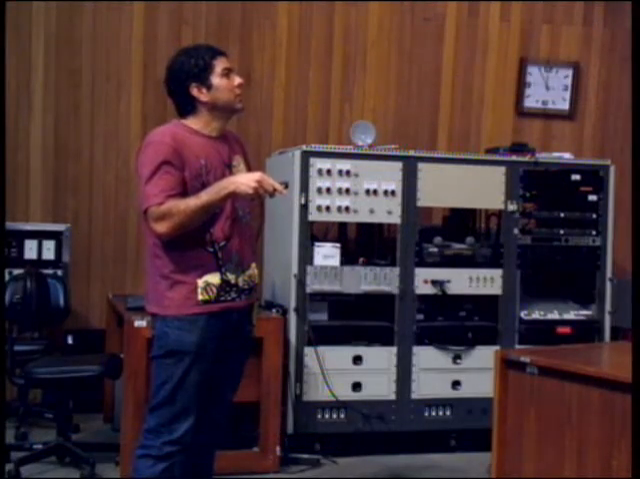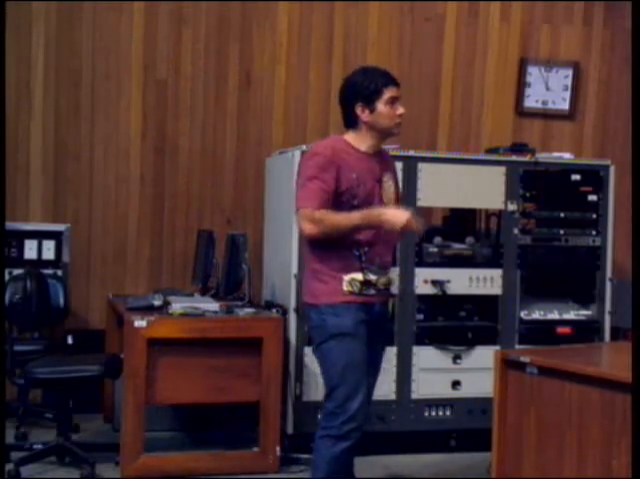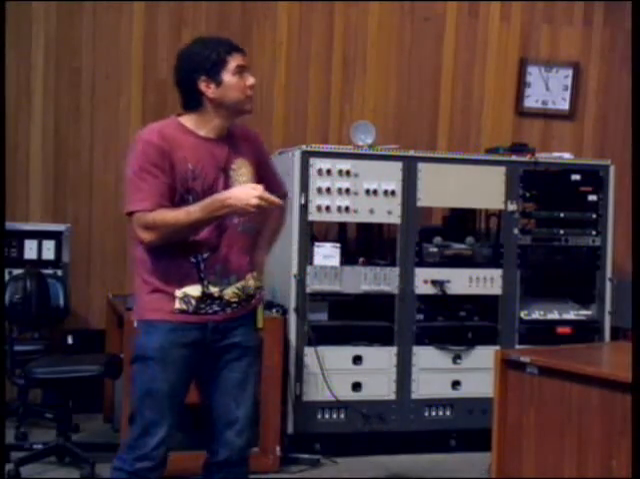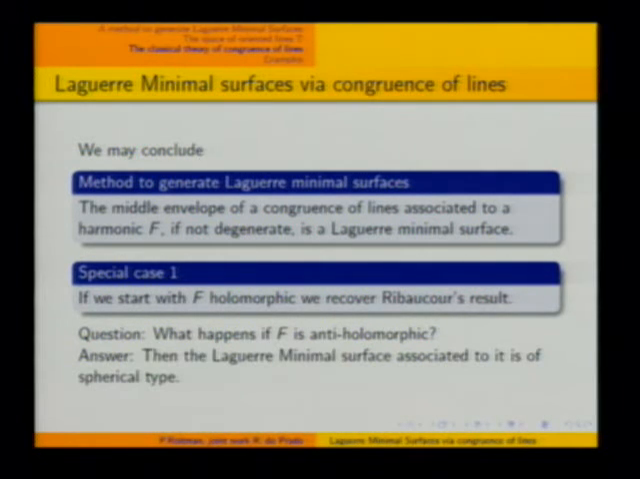Special case, if you have f holomorphic, you recover Riemann-Coulomb. And a natural question is what happens if f is anti-holomorphic? Actually, it's kind of nice because you have a geometric result. If you start with f anti-holomorphic, the surface you obtain is a Laguerre minimal surface of spherical type. What is a Laguerre minimal surface of spherical type?